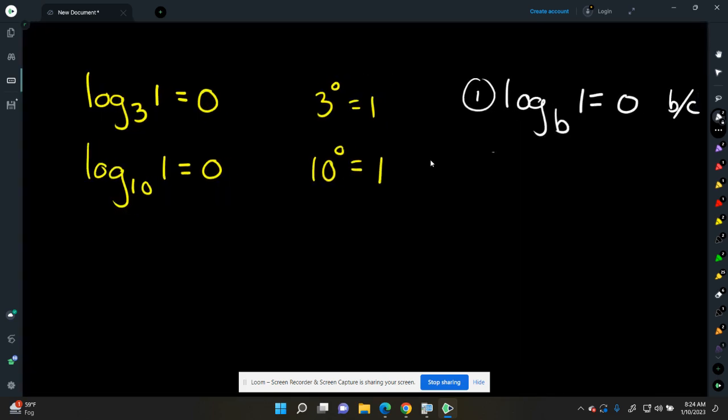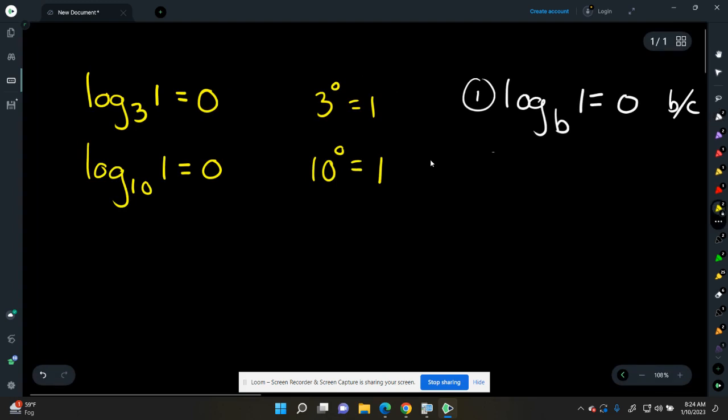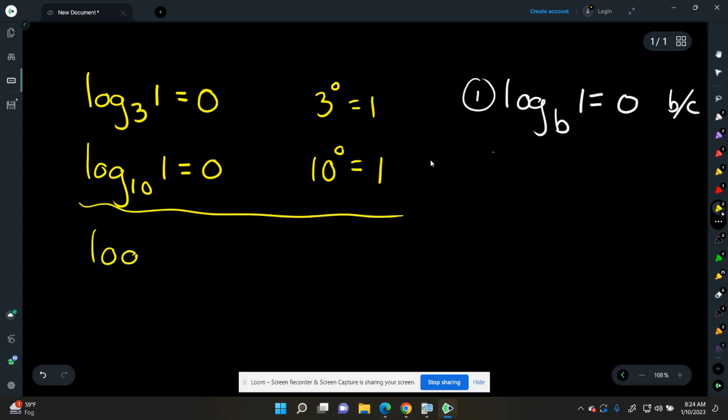Okay. Let's look at another one. How about log base 4 of 4?